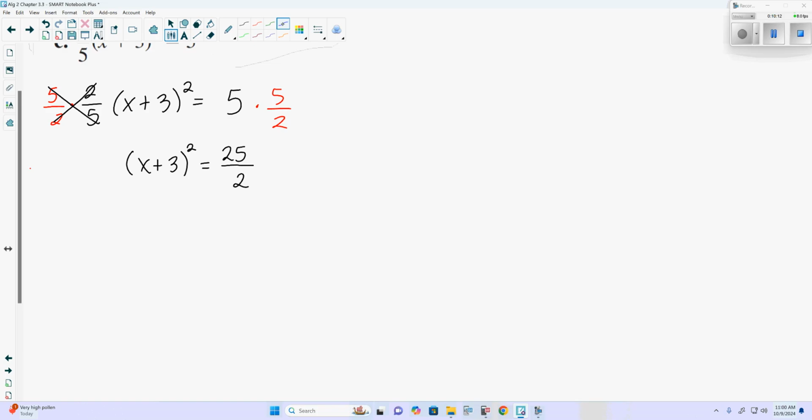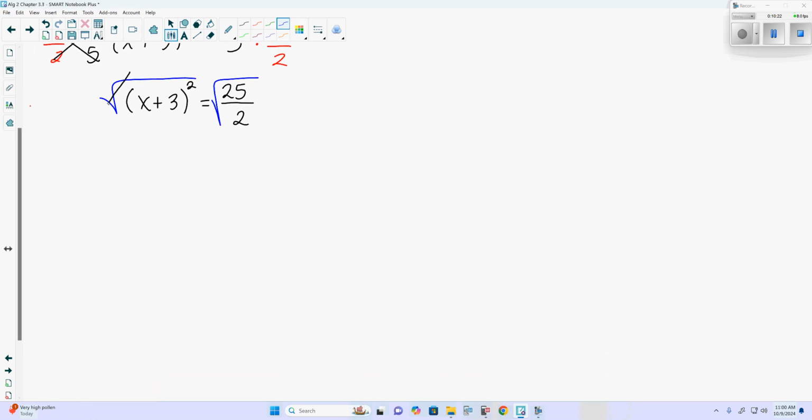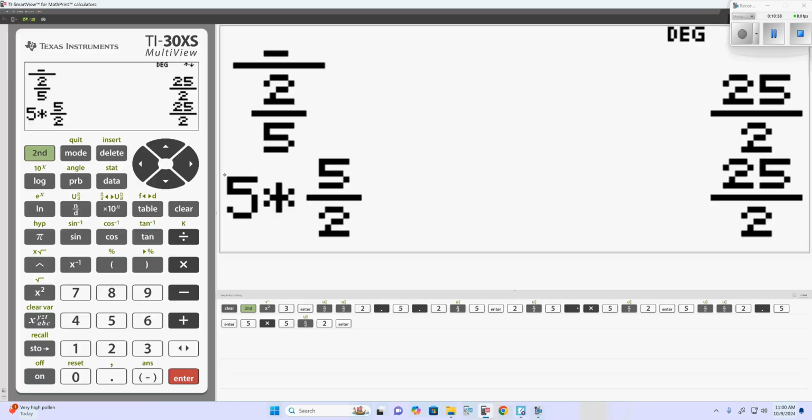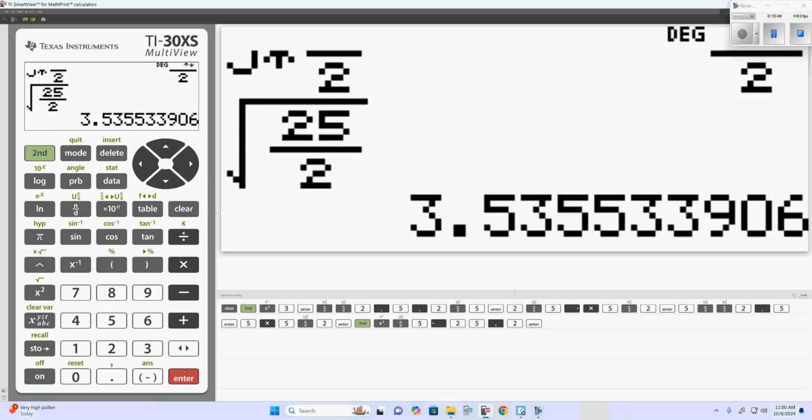This is where solve for x comes in. Now the second part, we need to take the square root of both sides. Now the square root and square will cancel here, leaving us with x plus 3 is equal to plus or minus. We can't leave that fraction inside the radical. Now we can go to the calculator. Square root of 25 halves, it gives us a decimal.